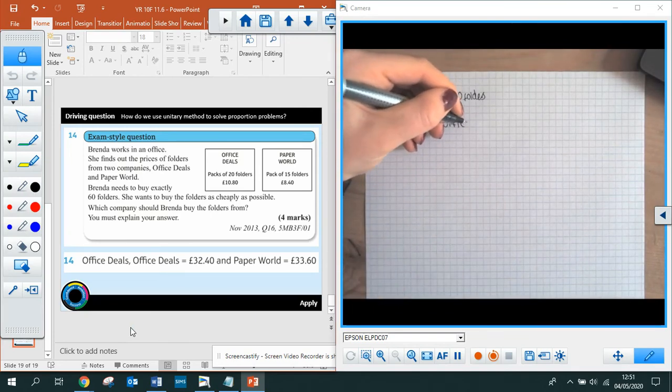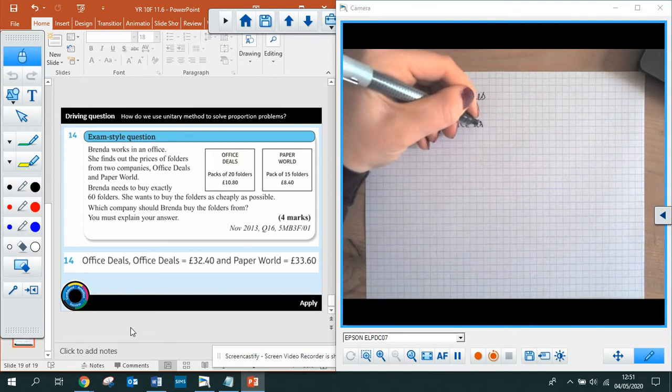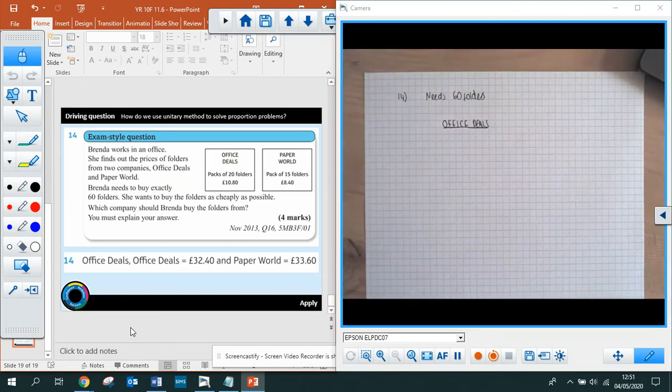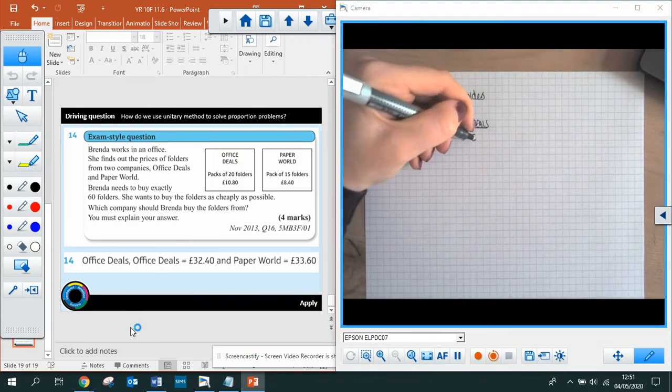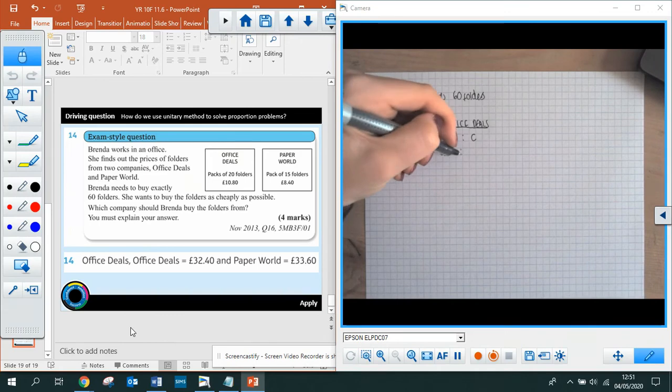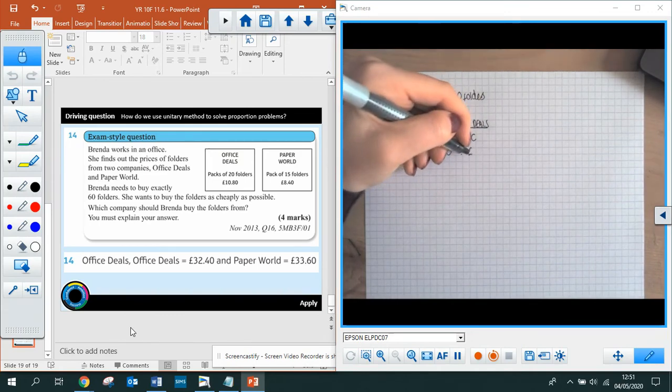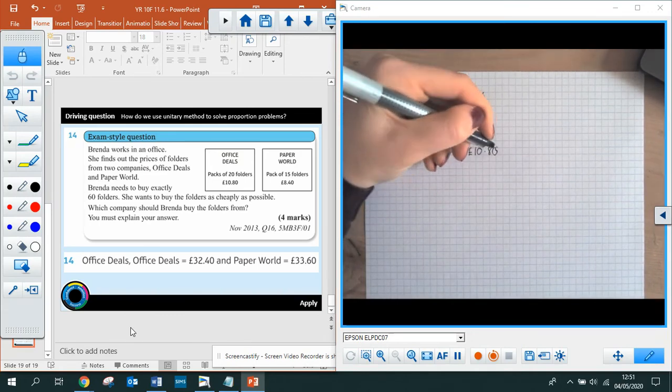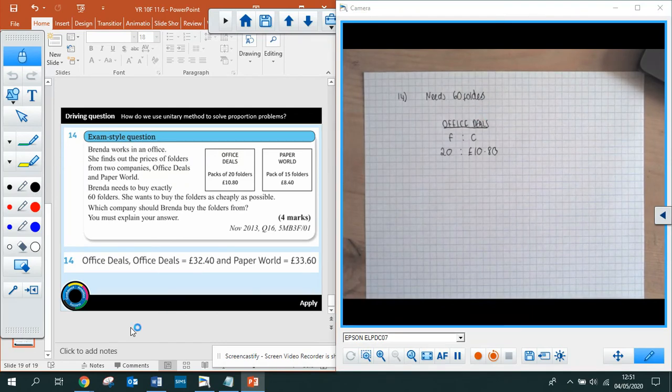Okay? So let's start with Office Deals. Okay, so we've got Office Deals. So I'm going to do folders to cost. That's going to be my ratio. The number of folders is 20 and the cost is £10.80. Brenda wants to buy 60, so I think, well, is there a way, before getting the unitary method involved, is there a way I can get from 20 to 60? Well, yes, there is. I can multiply by 3.